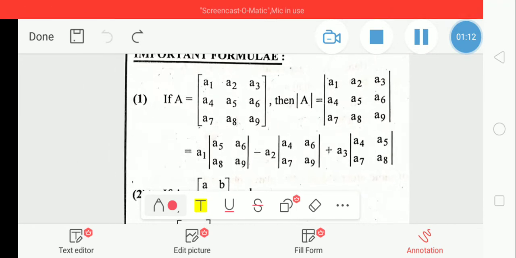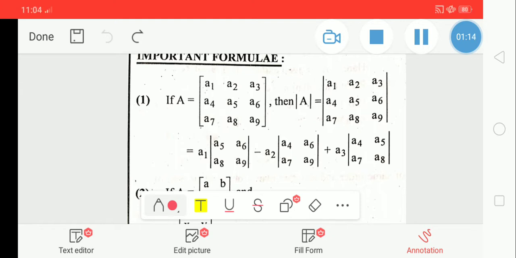Now in this matrix we are finding a 3 cross 3 matrix. In this way we can show this is the matrix A: A1, A2, A3, A4, A5, A6, A7, A8, A9. So now, finding the A matrix, how to find it? First we take the mod, meaning determinant.